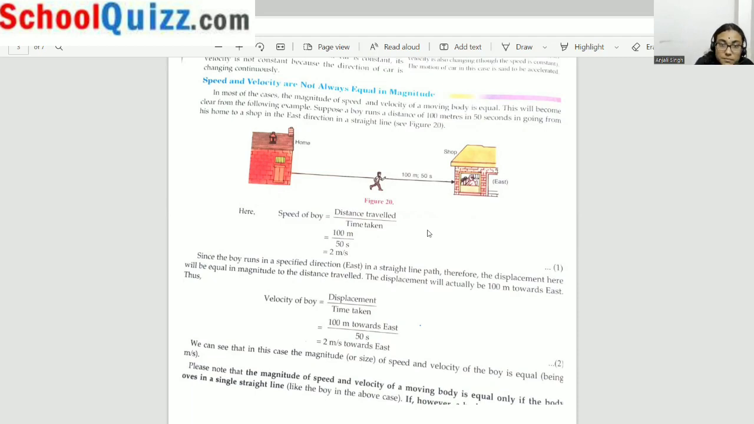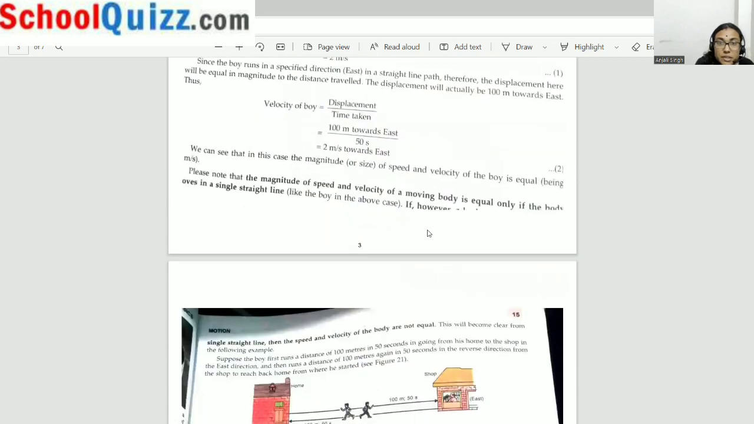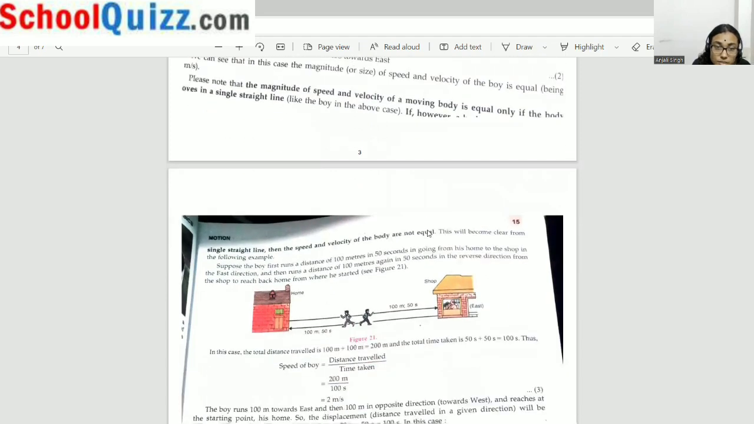Clear? Now, the magnitude of speed and velocity of a moving body is equal only if the body moves in a single straight line. It is the same speed and velocity when the body is moving in a single straight line, not moving in another direction, because whenever we are writing about the speed we are not recognizing the direction, but whenever we are talking about the velocity, we always consider the direction also. Clear? I think this is clear to you.